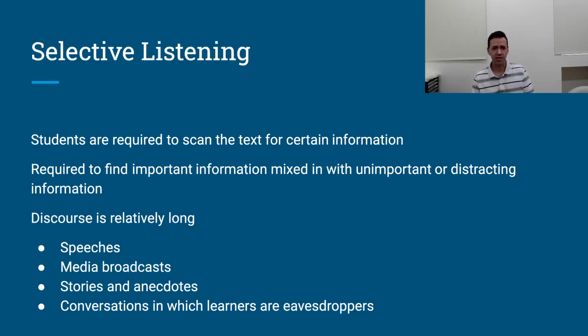Okay, the next type is selective listening. So here students are required to scan the text for certain information. They're required to find important information that's mixed in with unimportant or distracting information. And how this one is different from the previous ones is that now the discourse is longer. So you're listening to like a speech, a media broadcast, a story or an anecdote, or some conversations.